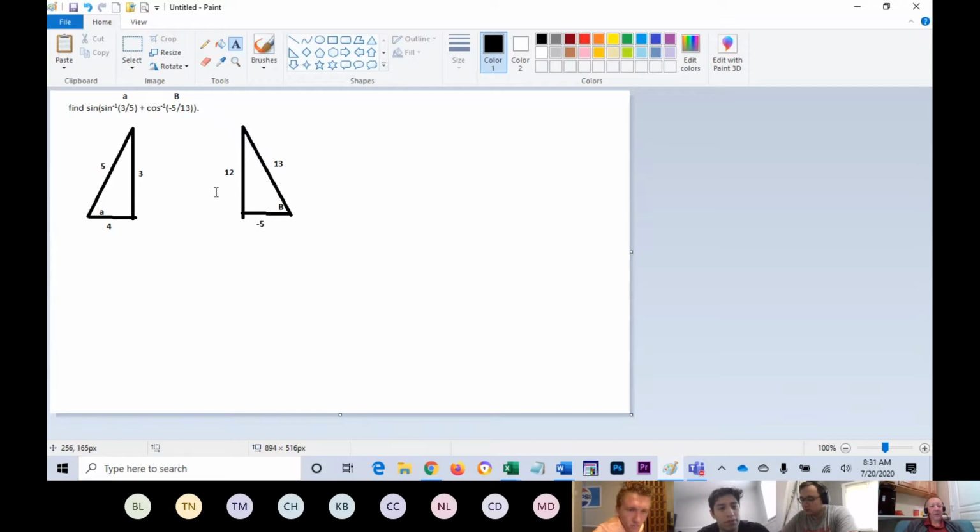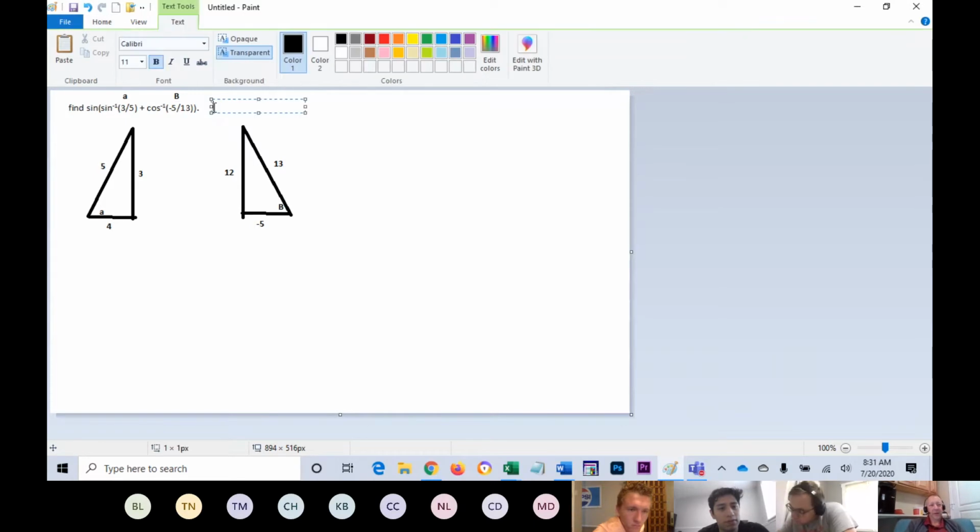So one way we could think about this is we could write this as the sine inverse of 3/5, which is your alpha. Here, I'm going to write it this way: sine inverse of alpha plus your cosine inverse of beta. And then I've got my sine on the outside, which I didn't draw.